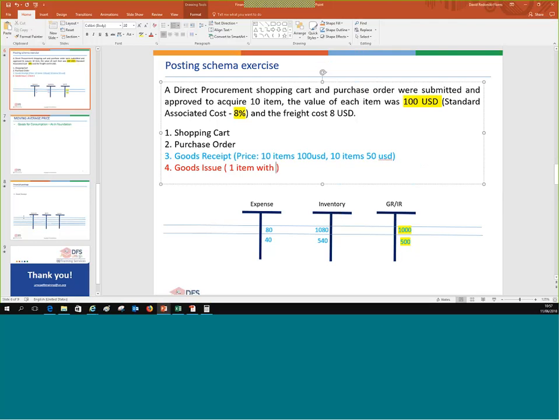If I write here moving average price, MAP, you will see it in the reference material: moving average price is 81 USD. So the posting when we are doing the good issue will be debiting expense account with $81, and crediting inventory account with $81. This will be the posting of the good issue.